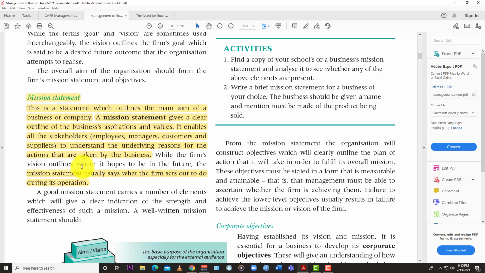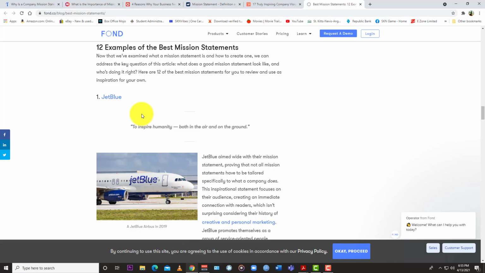So this is the purpose. This is the reason for operating. So a mission statement can help to explain why the business exists in the first place. Now let's look at some examples of mission statements and we'll get the gist of it.